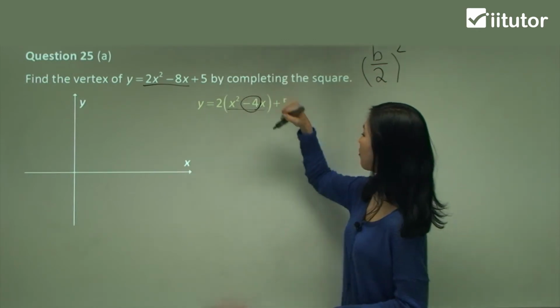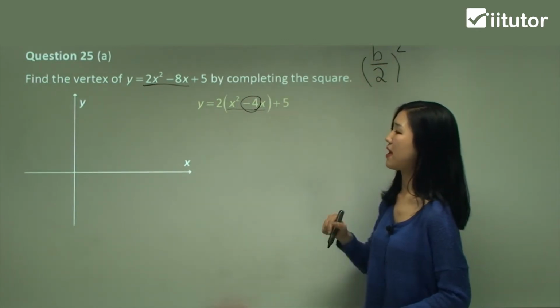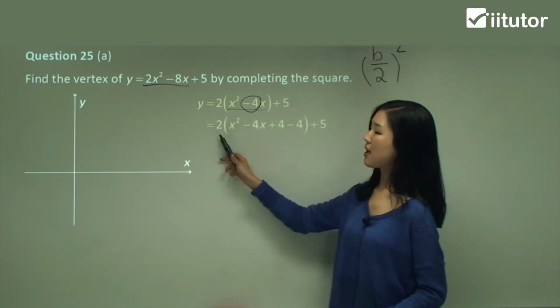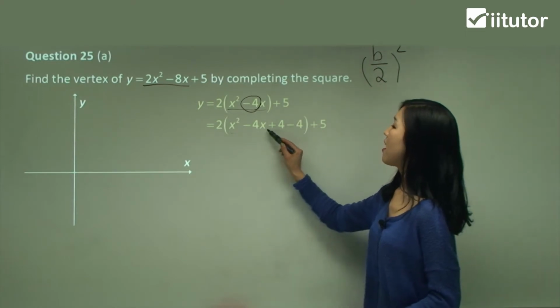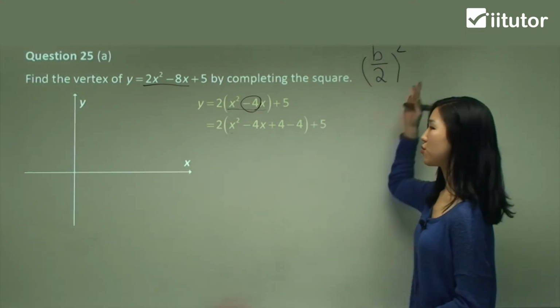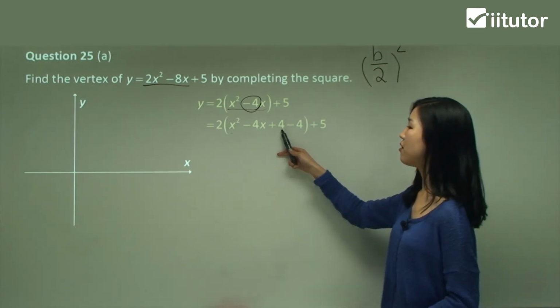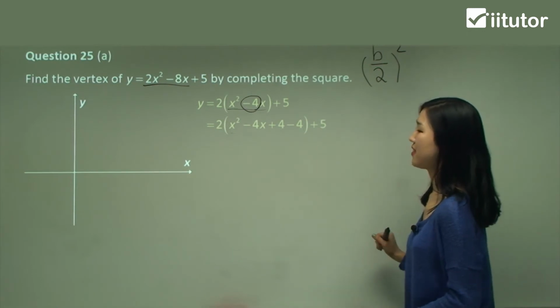b is negative 4. Alright, so let's try to apply this with negative 4 as b. So it's going to be, keep the 2 outside, x squared minus 4x, leave that as it is. And then negative 4 divided by 2 is negative 2, negative 2 squared is positive 4. So you add 4 and then subtract 4, as we always do. And then just keep your constant at the end.